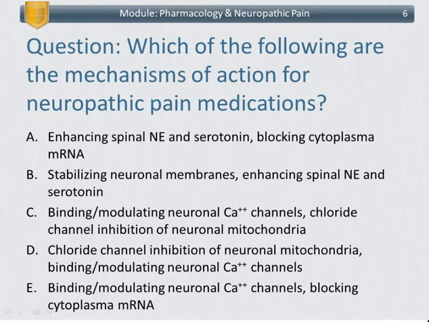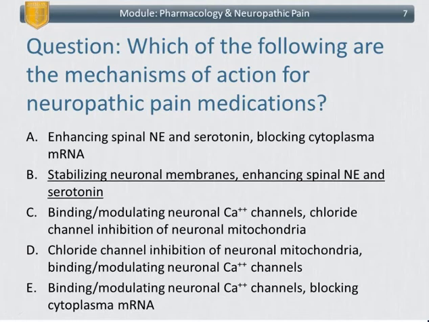A, they enhance spinal norepinephrine and serotonin, and they block cytoplasma mRNA. B, they stabilize neuronal membranes, and they enhance spinal norepinephrine and serotonin. C, they bind and modulate neuronal calcium channels, and they produce chloride channel inhibition of neuronal mitochondria. D, they have chloride channel inhibition of neuronal mitochondria, and they bind or modulate neuronal calcium channels. E, they bind and modulate neuronal calcium channels, and they block cytoplasma mRNA.